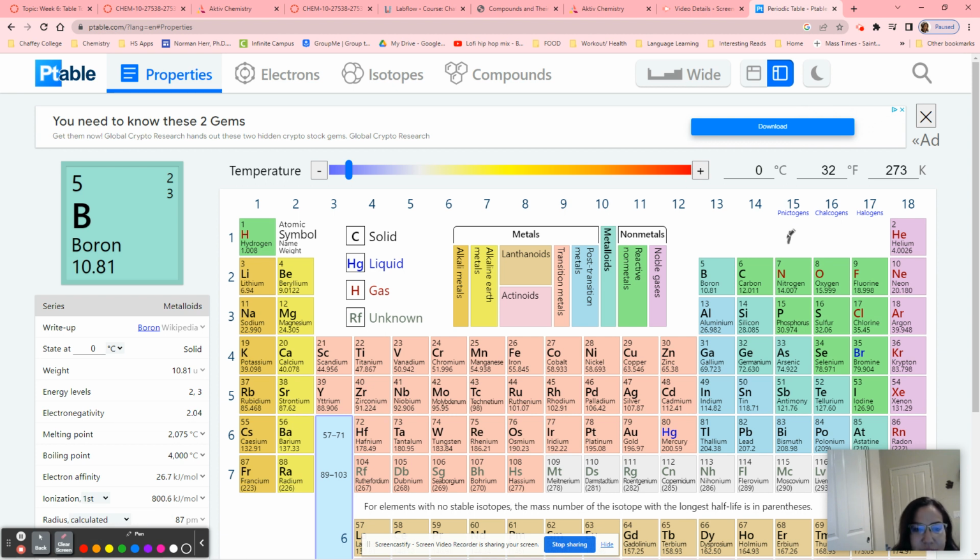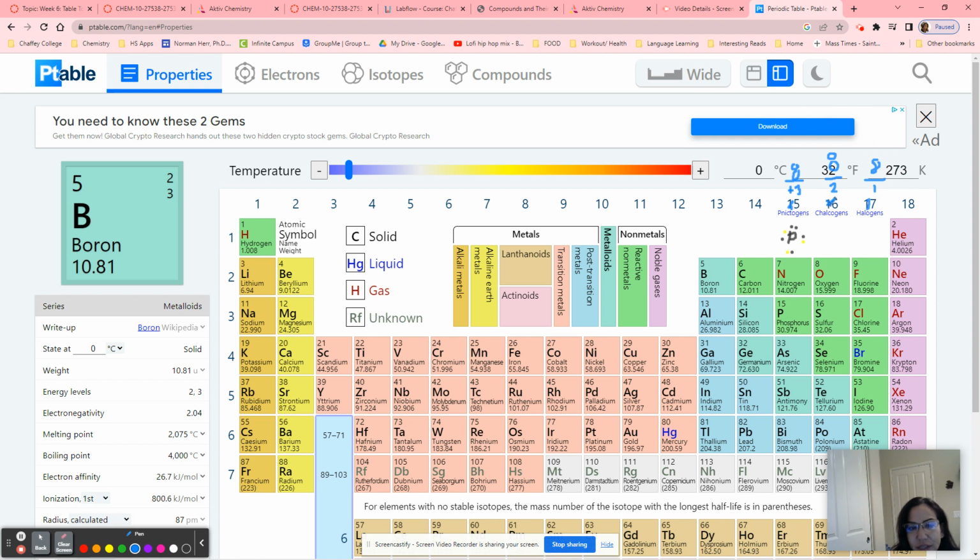Well, remember phosphorus, 1, 2, 3, 4, 5, right? It can gain 3 electrons, giving it a -3 charge. So 5 plus 3 is going to be 8, and that's going to be your octet. 6 plus 2 is going to be 8, and that's going to give you your octet. 7 and 1 is 8, and that's going to give you your octet.